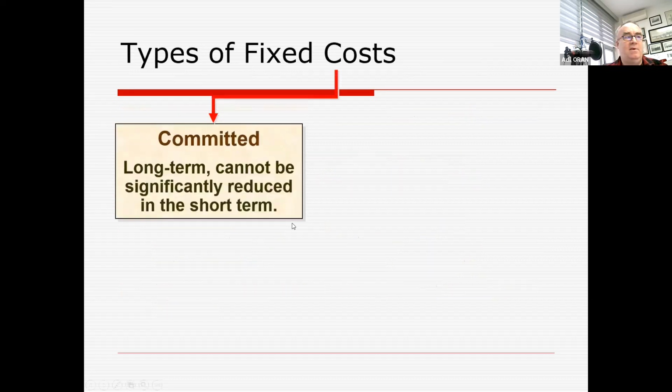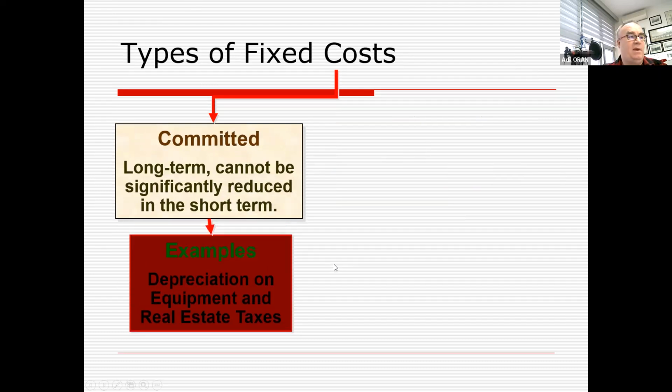On the other hand, your fixed costs will be things like, here we're listing committed costs, things that you cannot change quickly in the short run. So long-term, they cannot be significantly reduced in the short term. Things like rent of the factory, depreciation of the equipment, taxes that you're paying on your buildings and on your land. These are fixed costs, which typically cannot be changed, at least not in the short run.